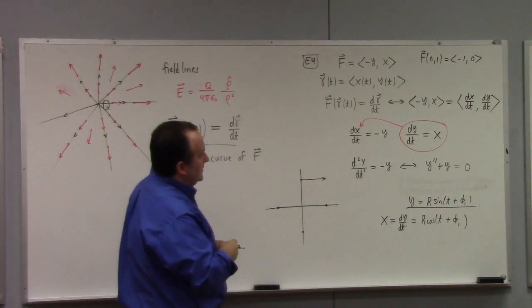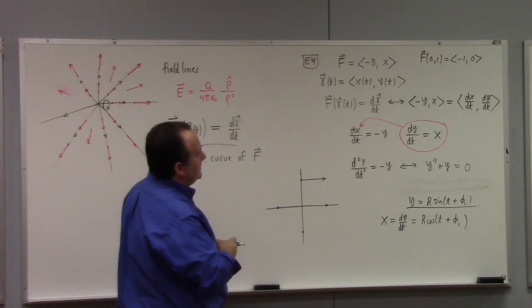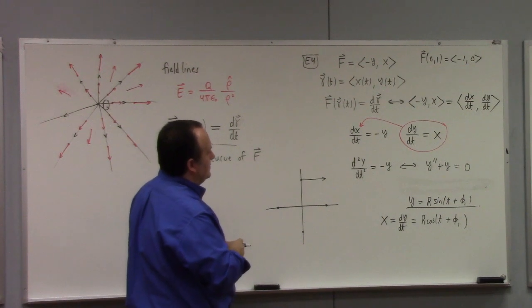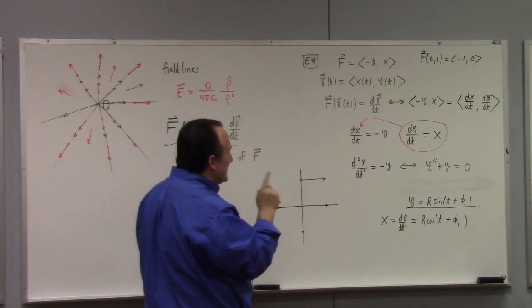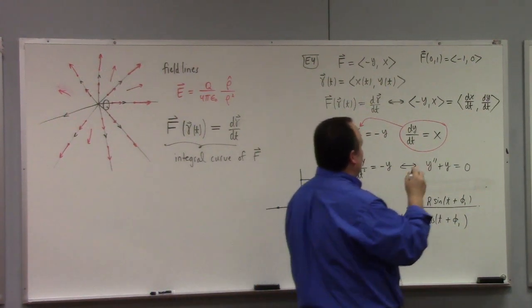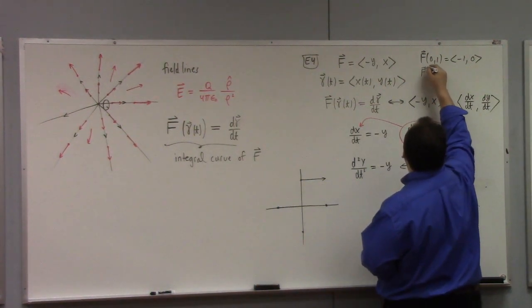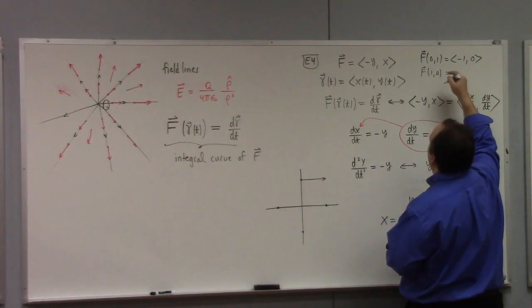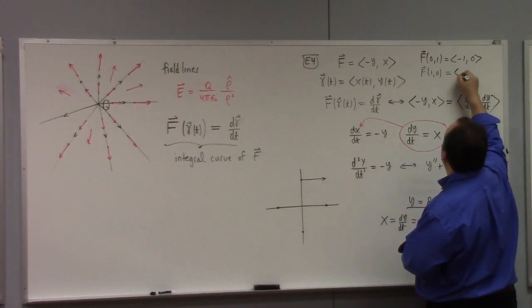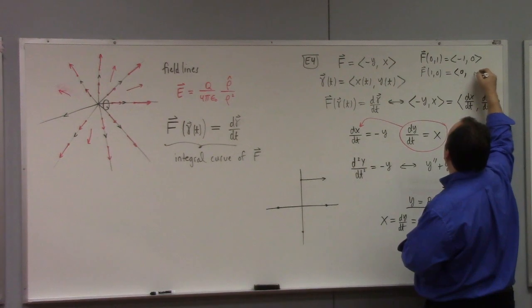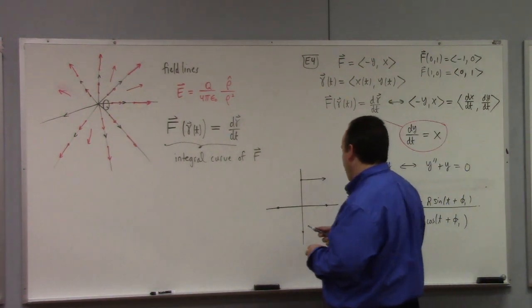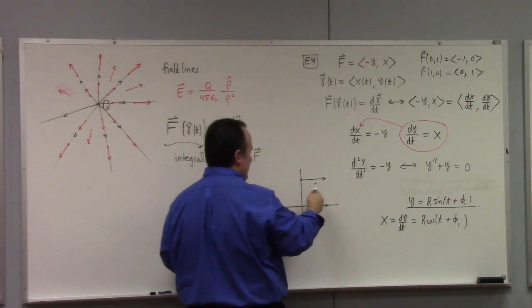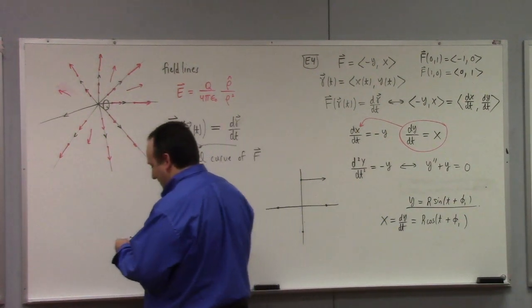And what happens when I plug in f of 0, 1? Oh, I already did that. I'm sorry. Hold on a second. I'm having trouble. Okay, f of 1, 0 is what I want next. What's f of 1, 0? So I get 0, 1, right? Wait a minute, I'm a dummy. Good grief, look at that. I can't plot a stupid arrow.